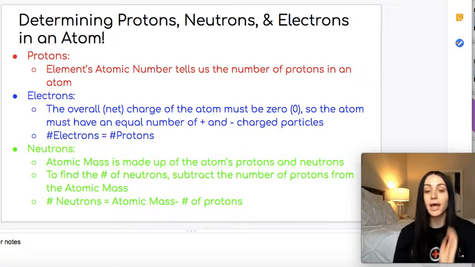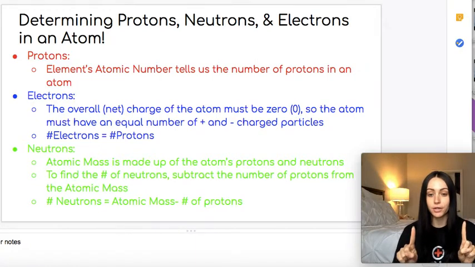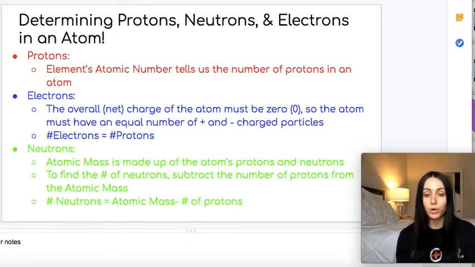All of that being said, finding out the number of electrons is quite simple if you know the why. In order, again, to reach that 0 net charge, I need to have the same number of protons and electrons. So my number of electrons is exactly equal to the number of protons that we found by simply looking at the atomic number.